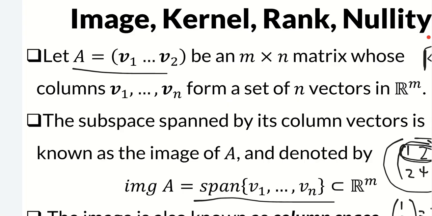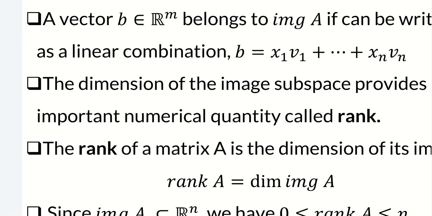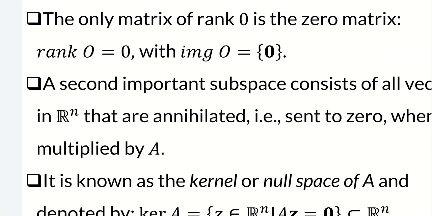Once we know that the image is going to span a straight line, the dimension of this straight line is going to be 1, and that is equal to the rank. So the rank of A is 1. The rank can be 0 and can also be equal to the dimension of the column space. When it is equal to the column dimension, we call it full rank. We will talk about it. The only time you have a zero rank is when you are dealing with a zero matrix.